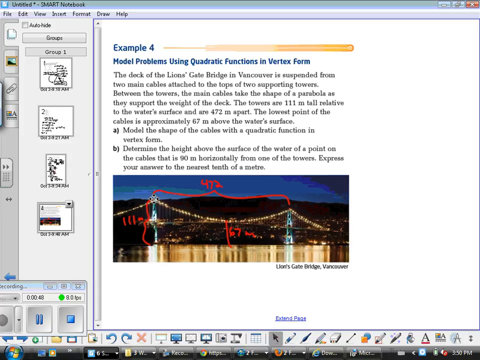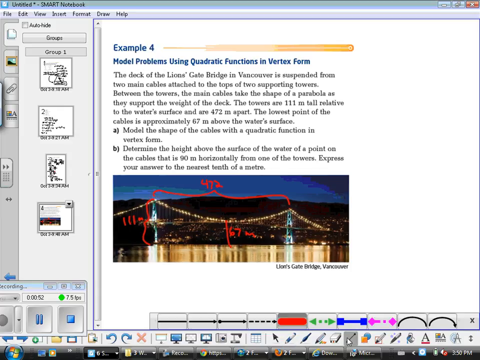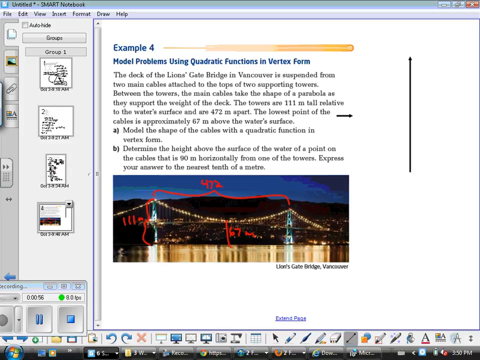Okay, so we want to model the shape of the cables with a quadratic function in vertex form. And the simplest quadratic function that we can draw is going to be the one that has its vertex at the origin. All right, so we're going to take that point, that's the lowest point in the cable, and that's going to be where our vertex is. Okay, so that's going to be at the origin.